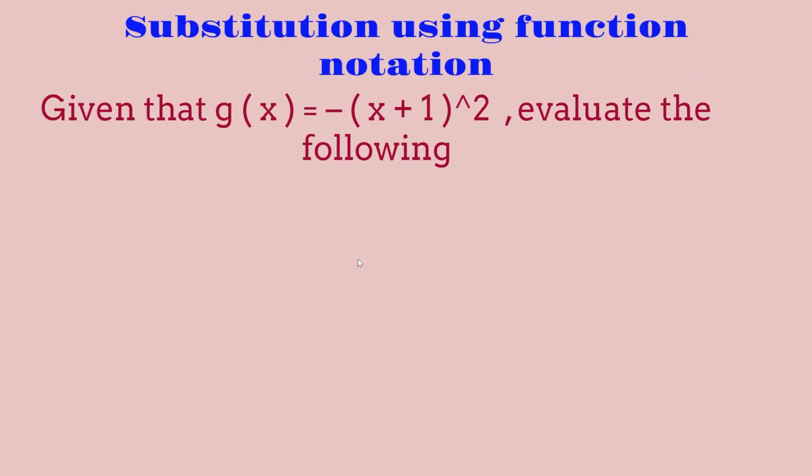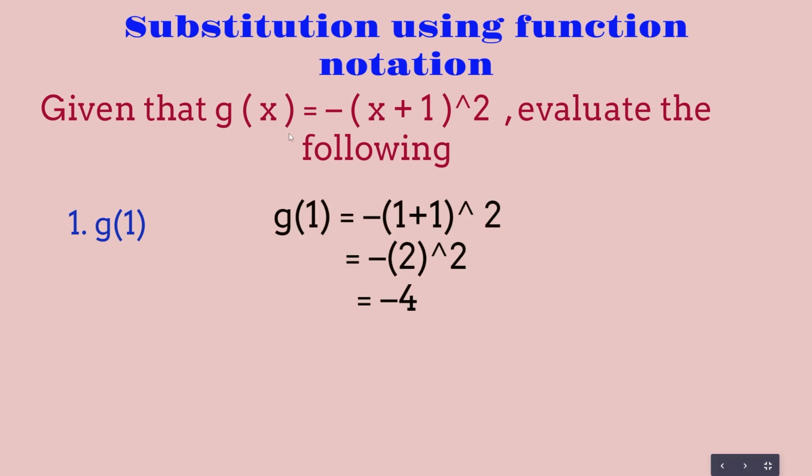Now we're going to talk about substitution using function notation. The question that we're given here is, given that g of x is equal to minus (x plus 1) squared, evaluate the following. For the first one, what would the answer be if the input x is equal to 1? In order to do this, let's go step by step.